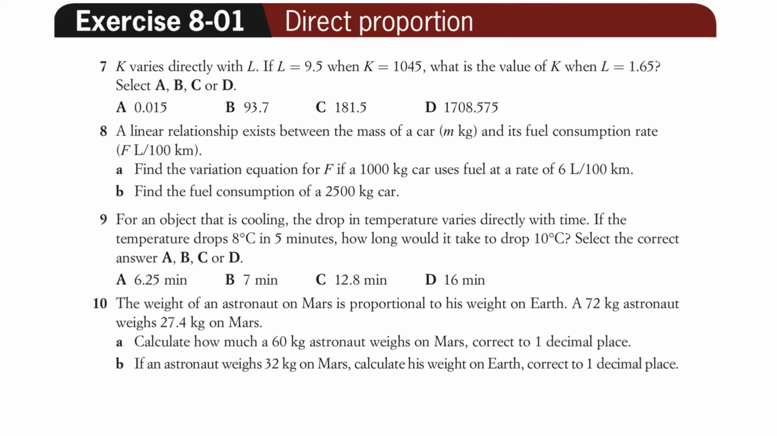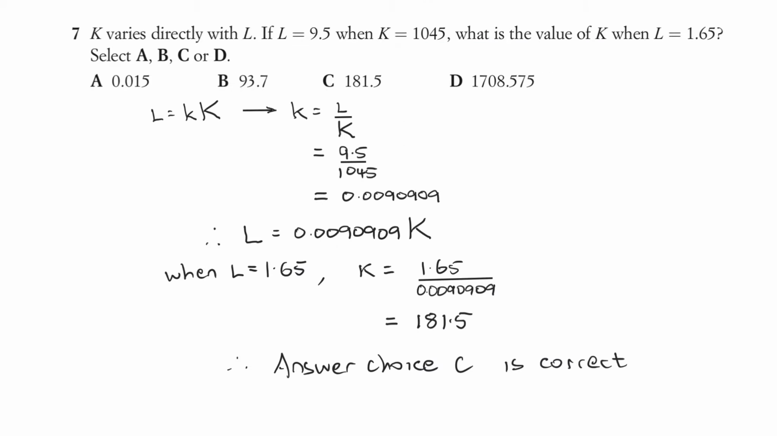Let's look at exercise 8-01, direct proportion. Questions 7 through 10. Question 7. K varies directly with L. If L is 9.5 when K equals 1045, what is the value of K when L is 1.65? Select A, B, C, or D.